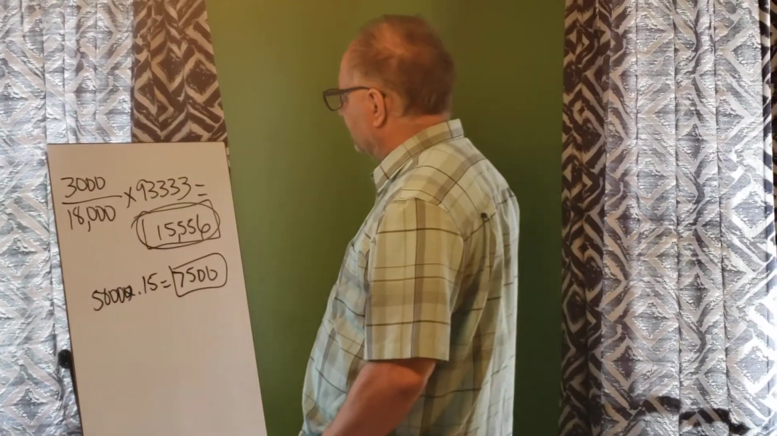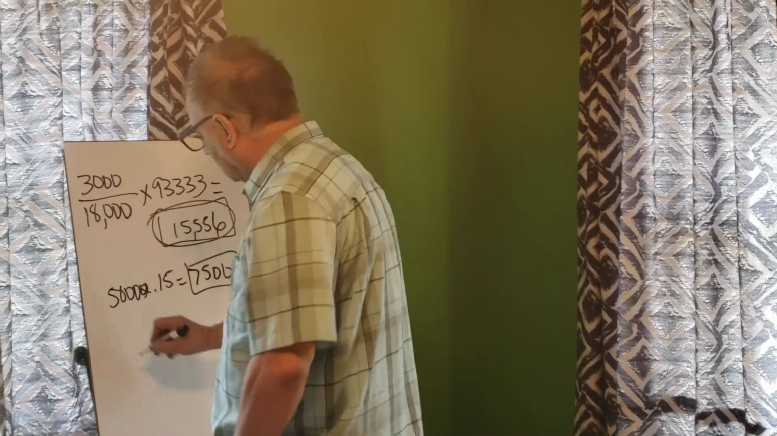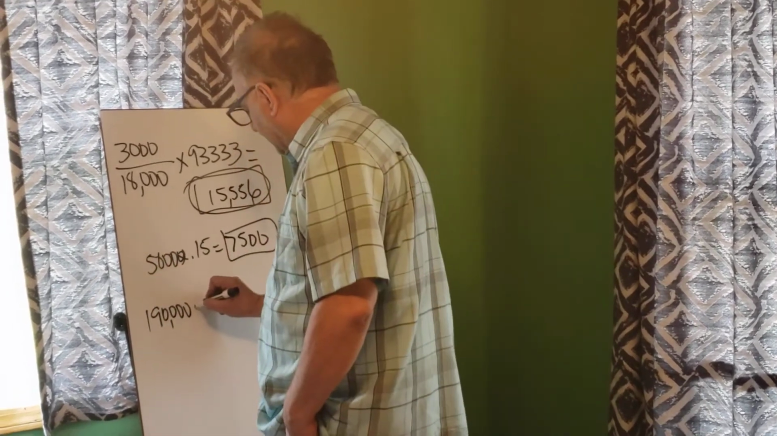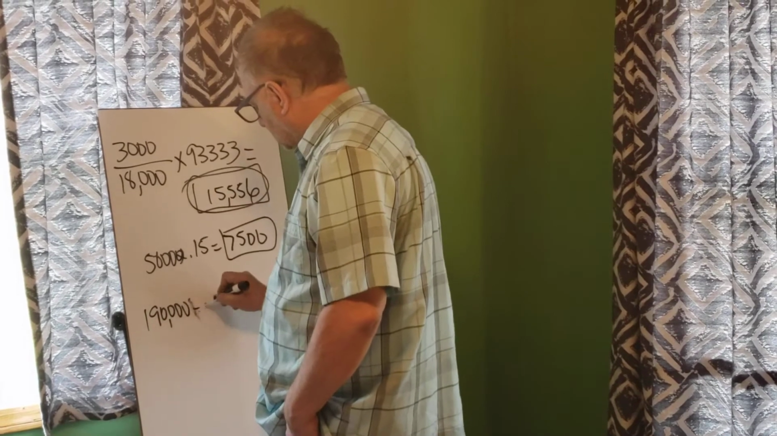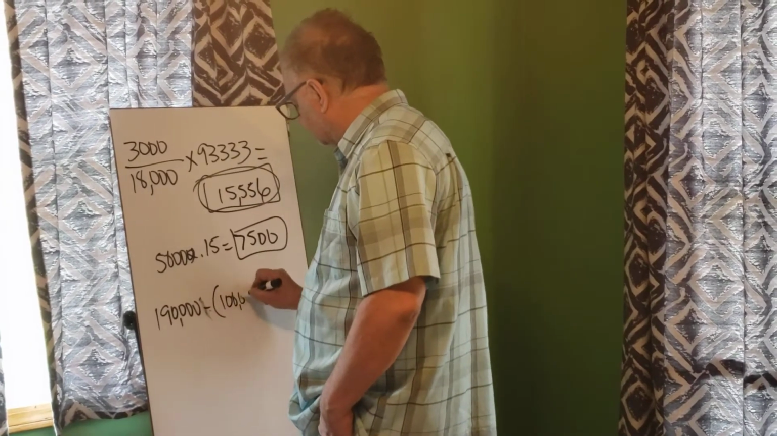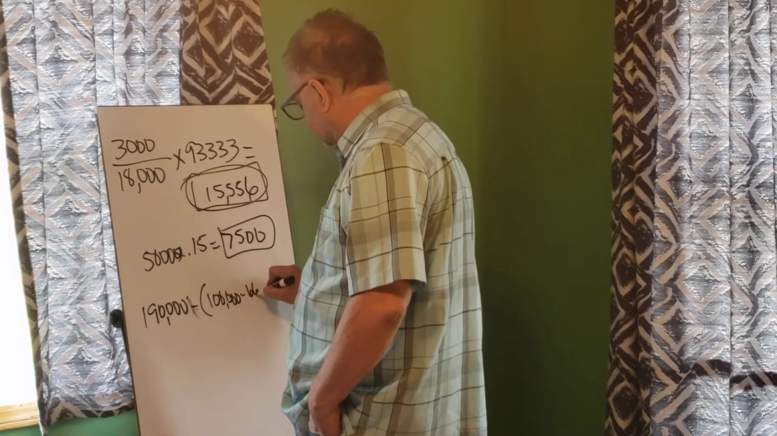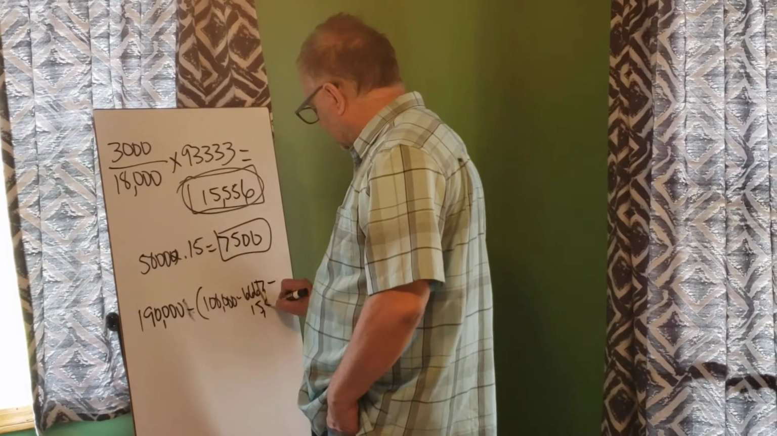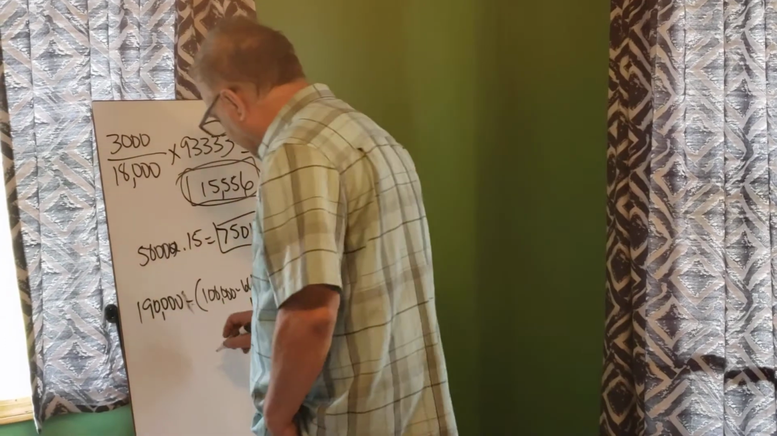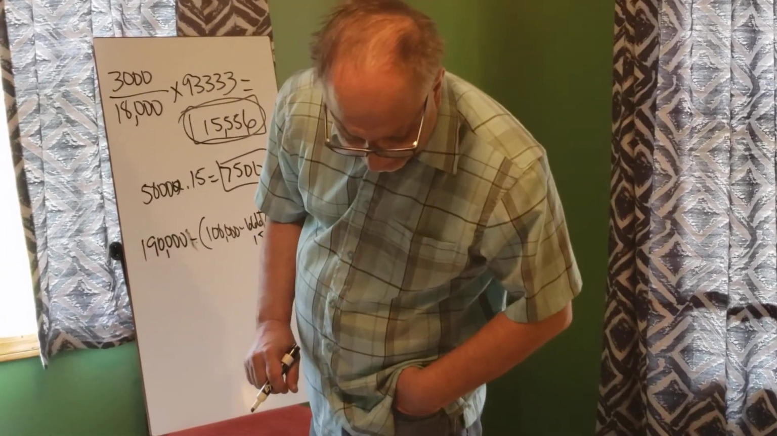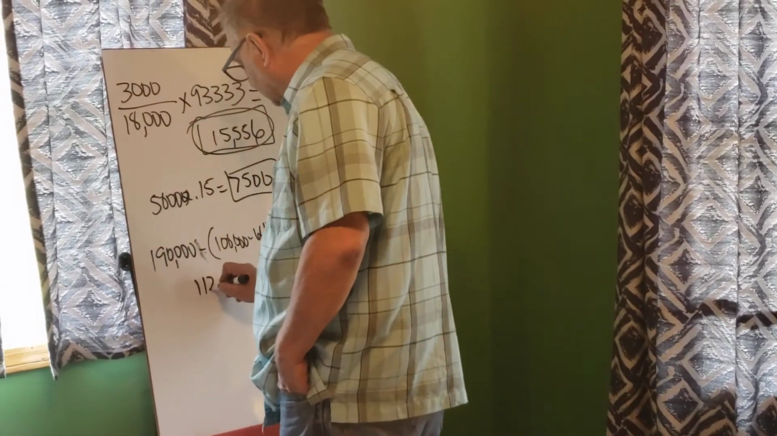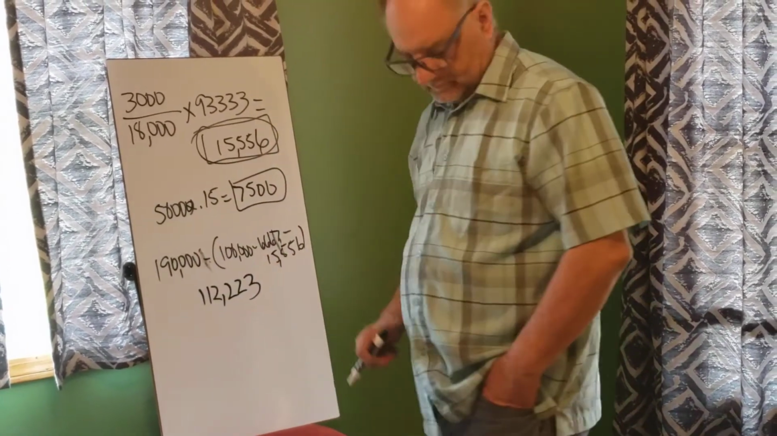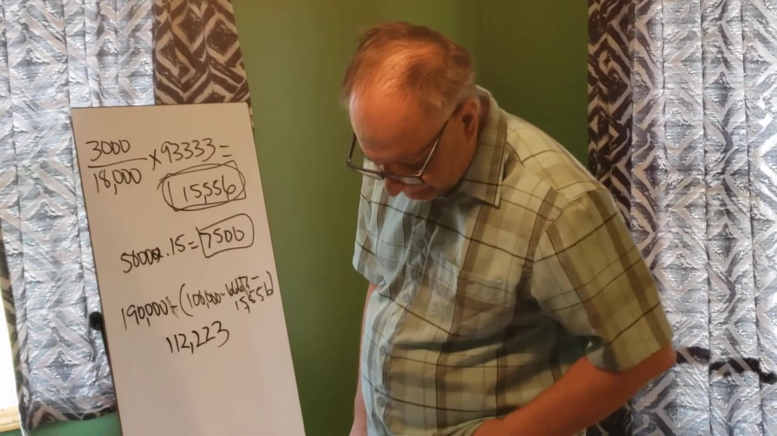So then they say, I'm going to sell this now for $190,000. 190 minus my basis, which is my 100,000, minus my 6,666 or 67, minus my 15,556, which, if I've done my math right, produces a gain of about $112,000. And that's problem 59.